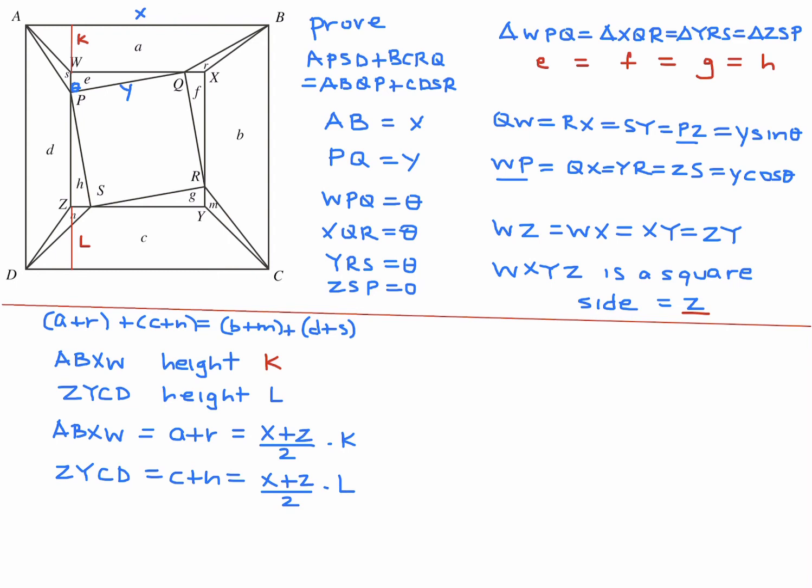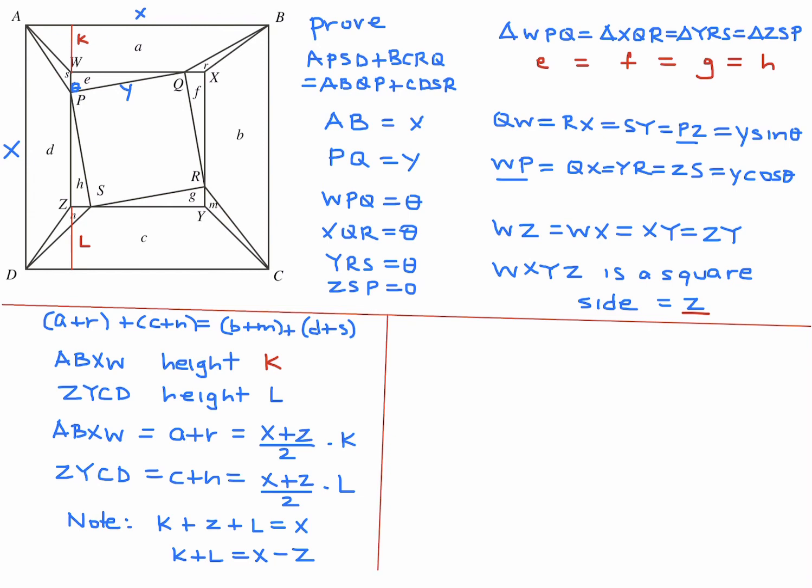Now, notice a very interesting thing about these heights. If you go top to bottom like that, you'll notice that k plus this, which is z, plus L, all add up to one full side of the big square. And one full side of the big square is x. So basically what that means is that k plus z plus L is equal to x. So that means k plus L is equal to x minus z. All right, so let's continue.